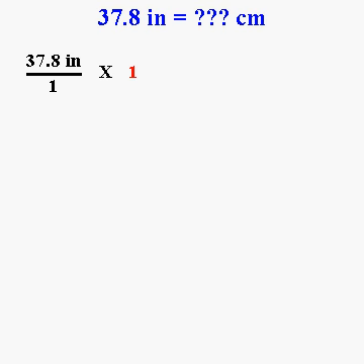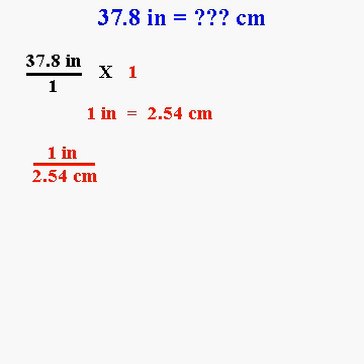Well, if we look in the table, we find that 1 inch equals 2.54 centimeters. That's the conversion relationship between inches and centimeters. It also gives us a way to express the number 1 in a creative fashion. If I take either side of the equal sign and put it over the other, I have a fraction that equals 1. So I could take 1 inch and put it over 2.54 centimeters, or I could take 2.54 centimeters and put it over 1 inch, and each of those would be a fraction that means 1.